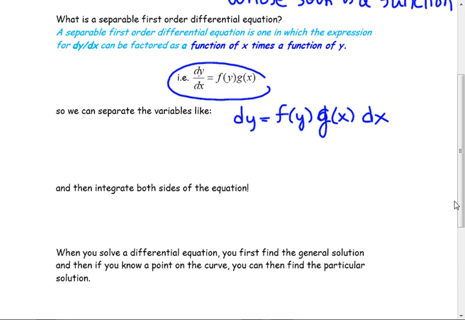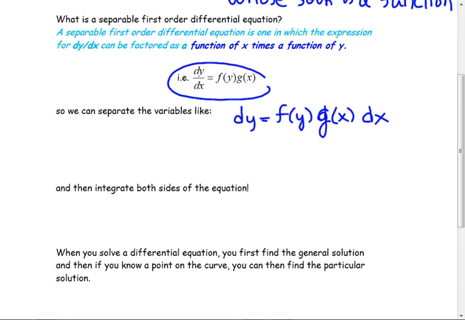Okay, so if we separate, first I multiply by dx, and then I want the y's on one side and the x's on the other. If you don't separate your differential equations, you're going to get 0 out of 5. We don't even read anything. I kind of like those because they're easy to grade.